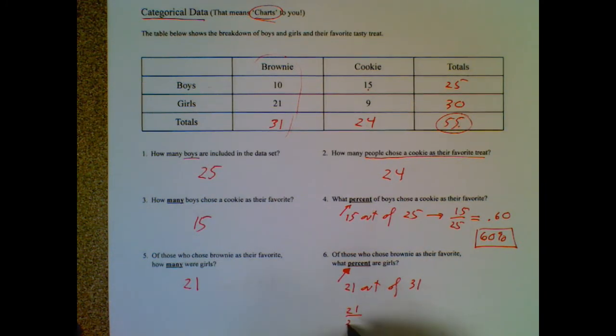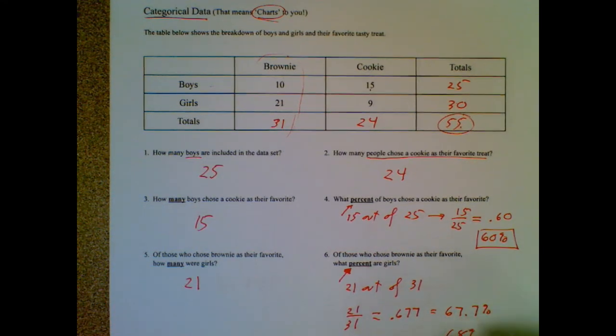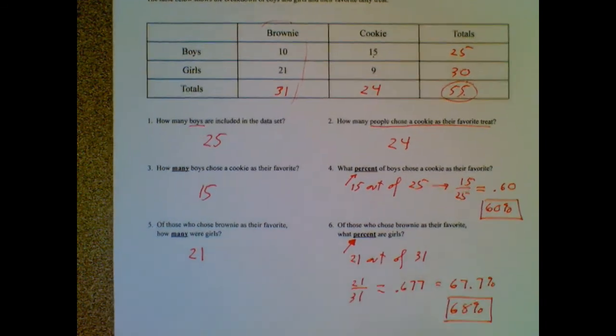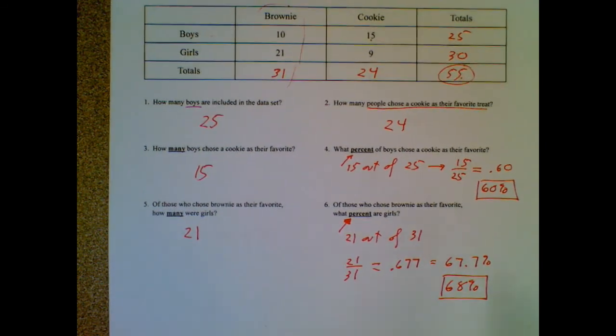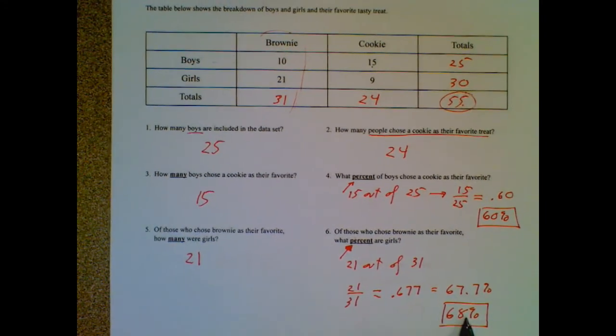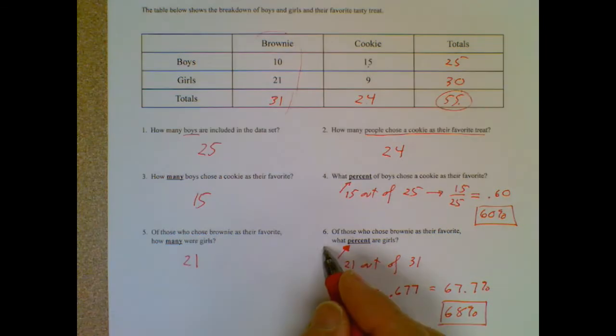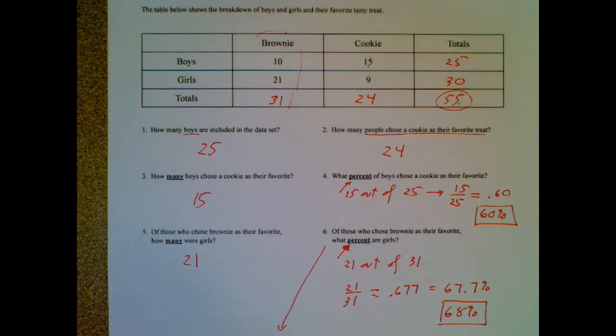So that's 21 divided by 31, and I would plug that into my calculator to get a decimal and turn that decimal into a percent. So that ends up being 0.677, which is 67.7%. And if I want to round it, just for ease, I'd call that 68%. So of those who chose a brownie, 68% are girls. Now that's different than the percent of girls who chose brownie. If the question was, what percent of girls chose brownie?